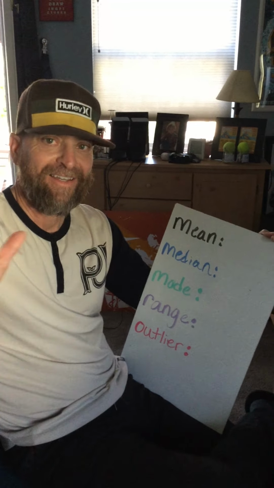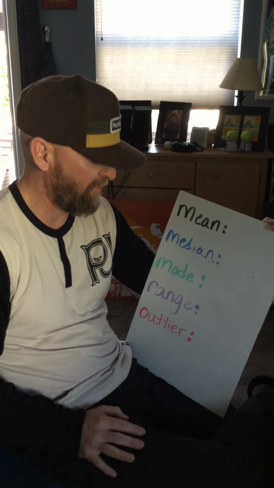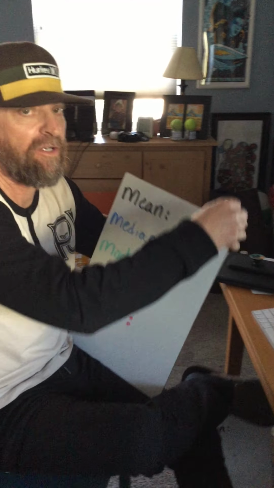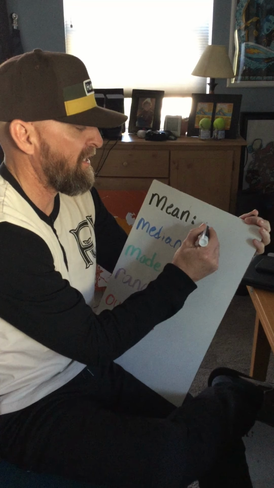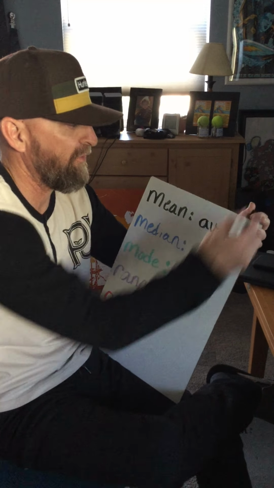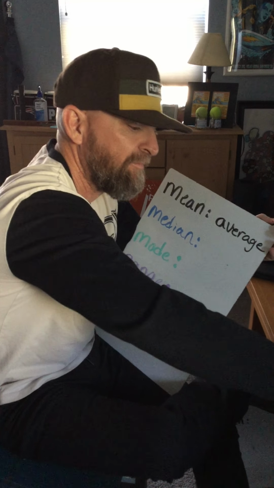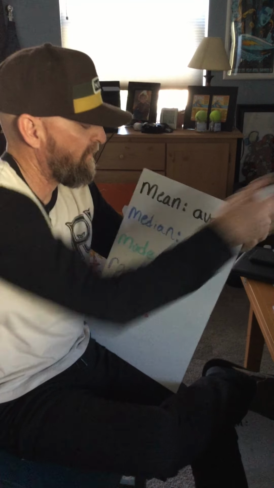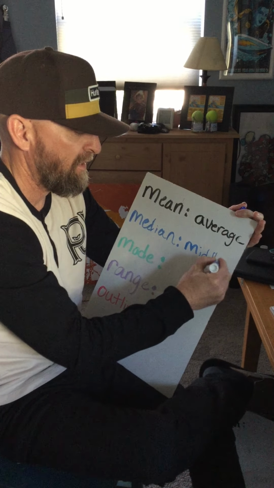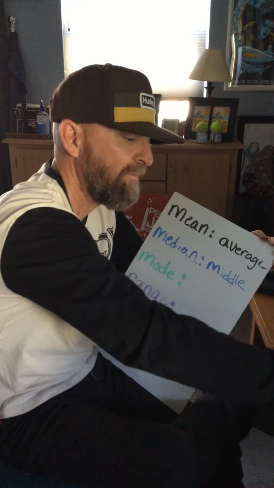Okay. Hey guys. I'm going to do mean, median, mode, range, and outlier real quick. So just to give us some shortcut words, the mean means the average. We've done a couple of those. The median, the best way to remember that one is it's the middle number. That one's pretty easy, although there is a little trick if you have two numbers in the middle.